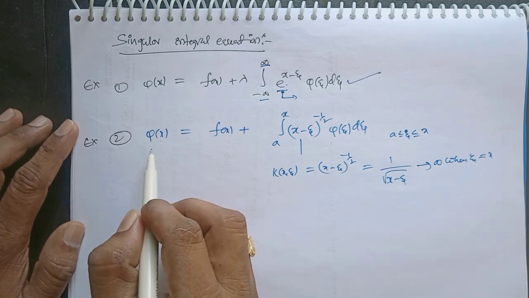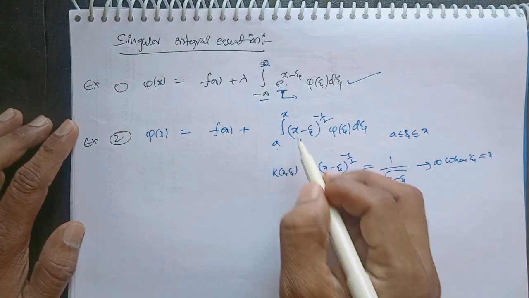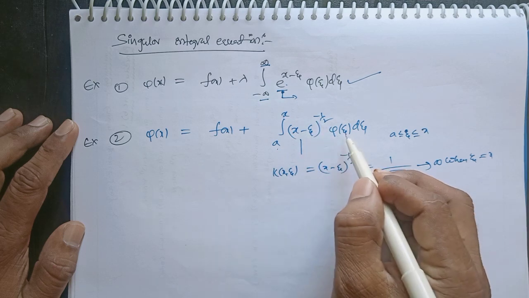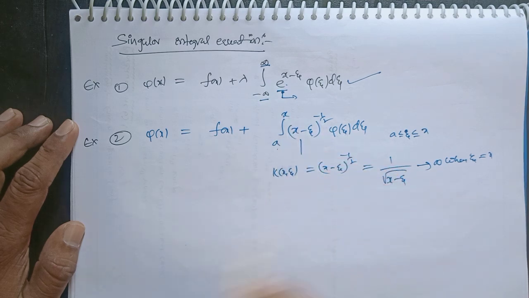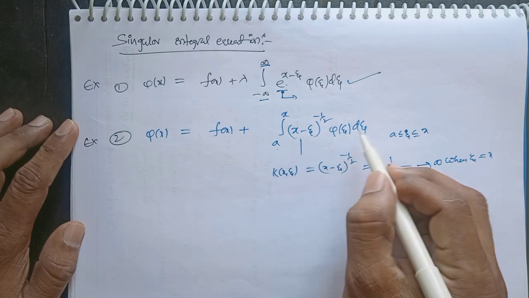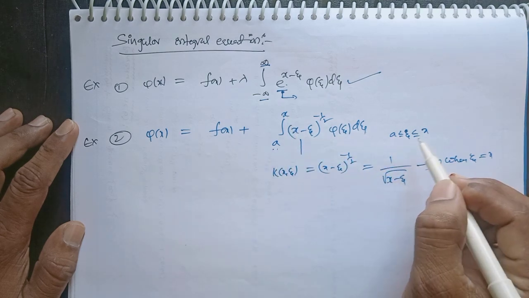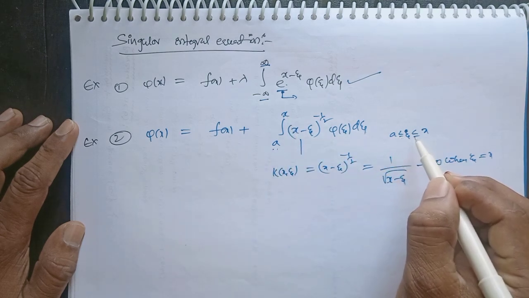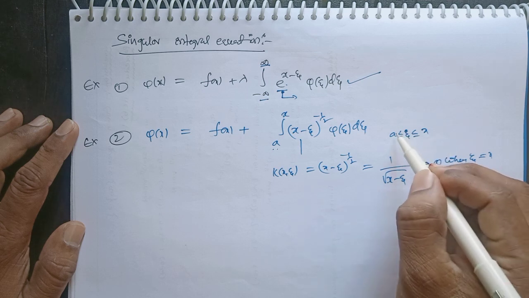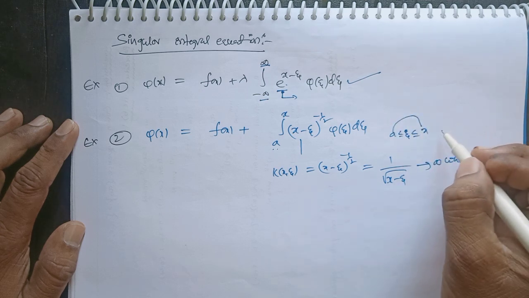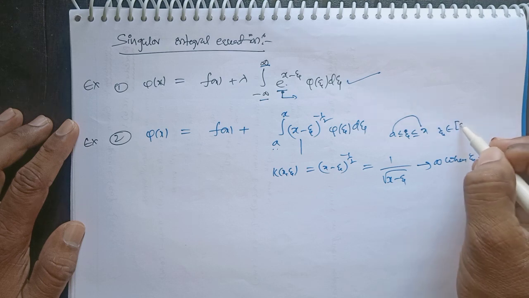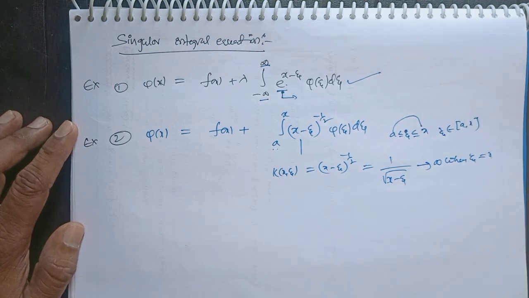Now see the second example: f of x plus the integral from a to x of (x minus xi) to the power minus 1 by 2, phi of xi d xi. Both the limits are not infinity. Whenever we integrate with respect to xi, the limits belong to xi, so a is less than or equal to xi, which is less than or equal to x. That means xi lies between these limits. So this is the region of the integration. Xi belongs to a to x.